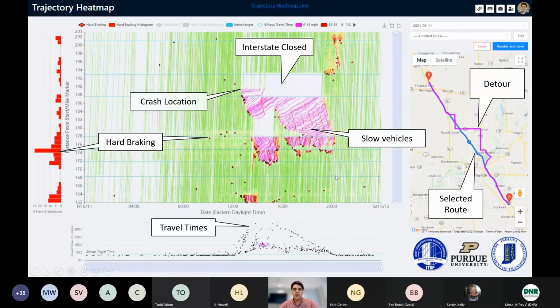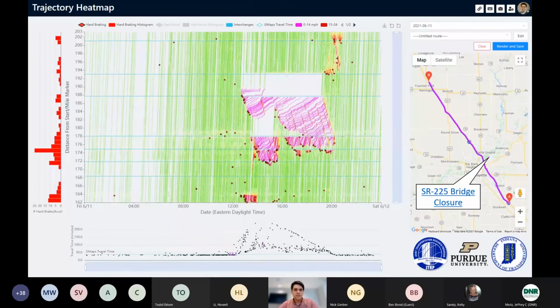Additionally, on this plot, there's blue horizontal lines to indicate the interchanges. So in this video, we can see much more creative route taking by these drivers.